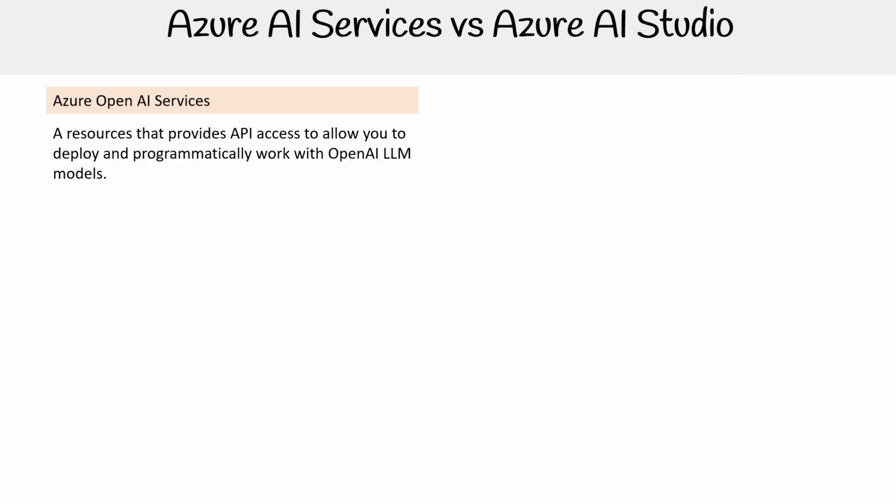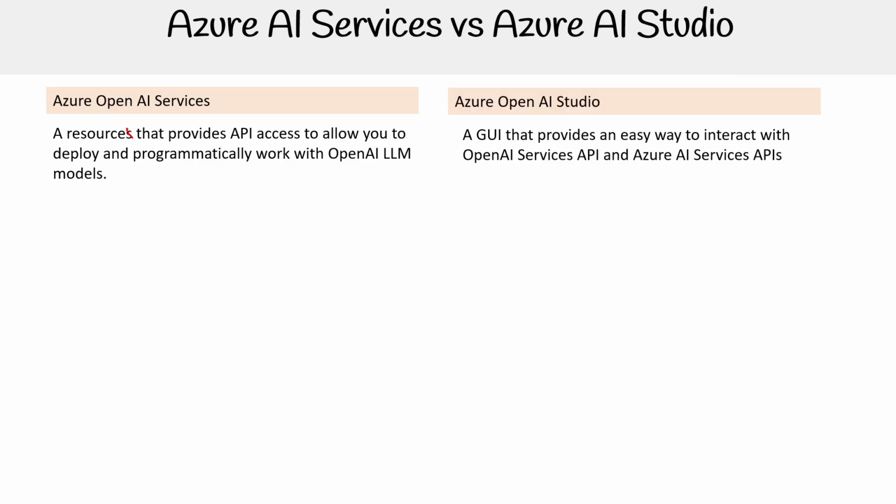So the first is Azure OpenAI Services. So this is a resource that provides API access to allow you to deploy and programmatically work with OpenAI LLM models. Okay, so if you want to work with GPT-4 or whichever one that is a product that OpenAI provides you, this is the resource you spin up. It gives you a key, it gives you an endpoint.